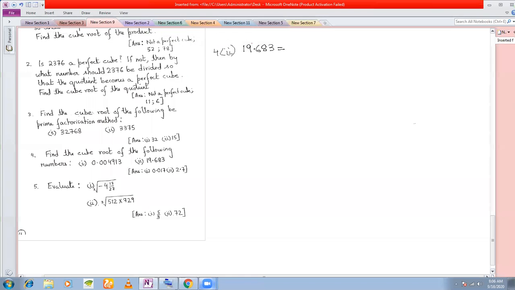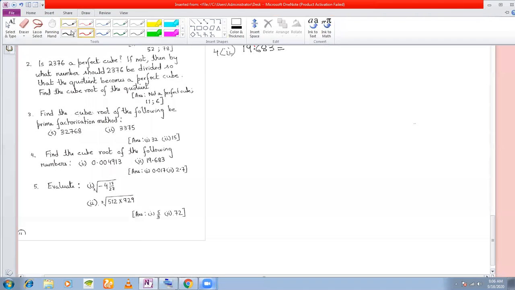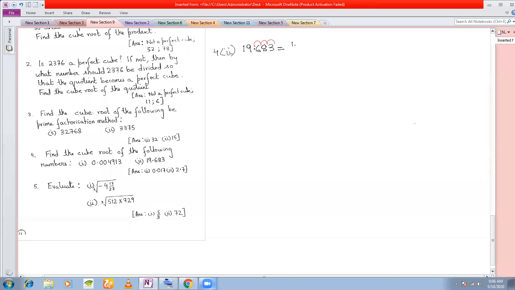How many places? The decimal needs to be shifted 3 places. 1 place, 2 places, 3 places. Okay, so 3 places of decimal needs to be shifted. So this can be written as 19.683 divided by 1 and then followed by 3 zeros. Okay, so this has been converted to a fraction.